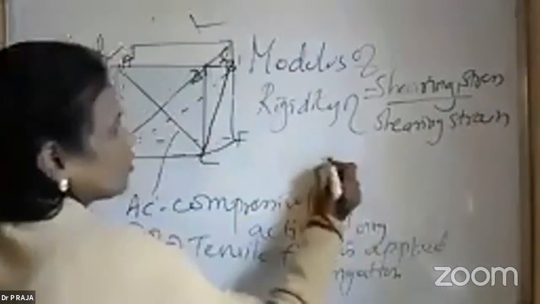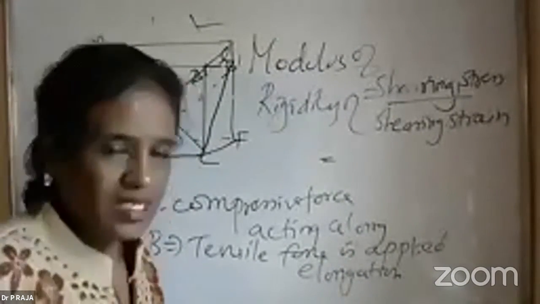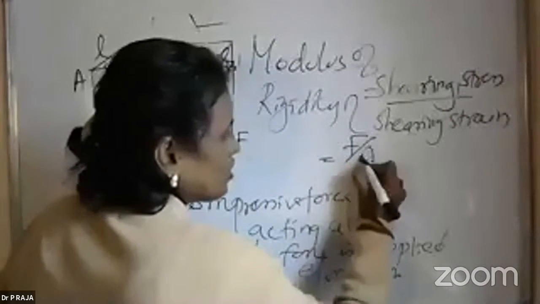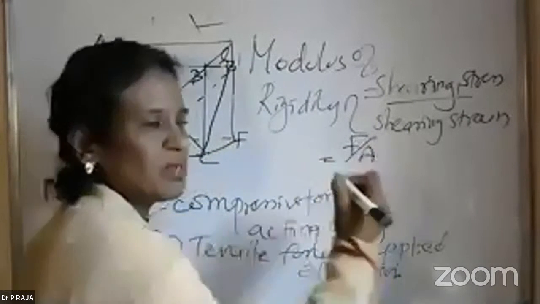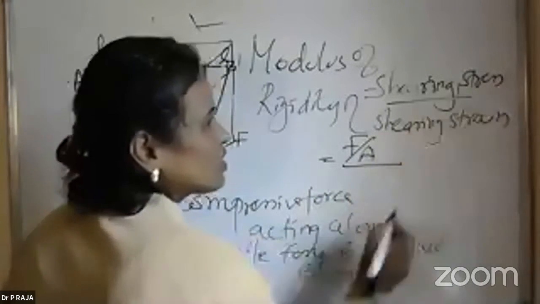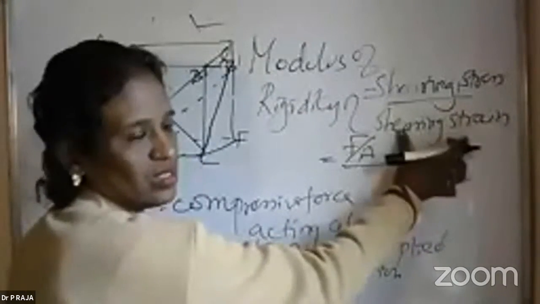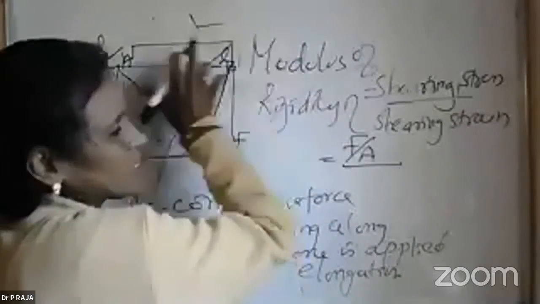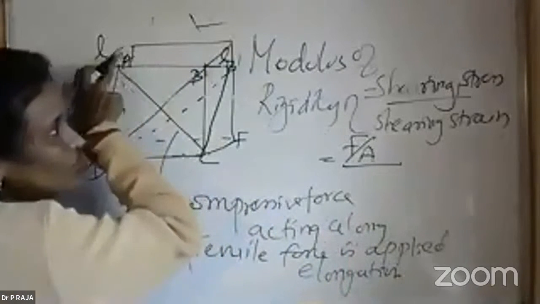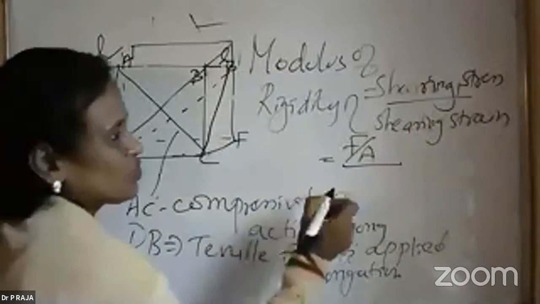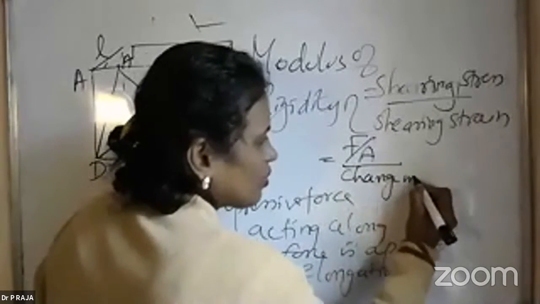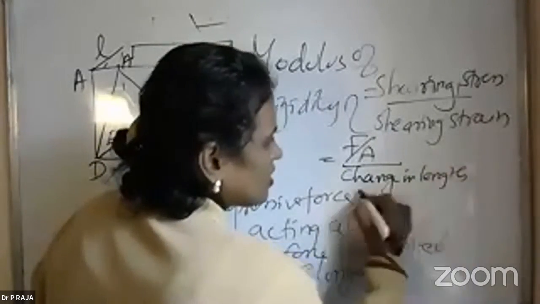Now what is the shearing stress? It is force per unit area, isn't it? Area is nothing but L square, but it is unity. And below, we need to find the shearing strain due to the force being applied, resulting in the shearing along this side. So the shearing strain would be the change in length by the original length, isn't it?